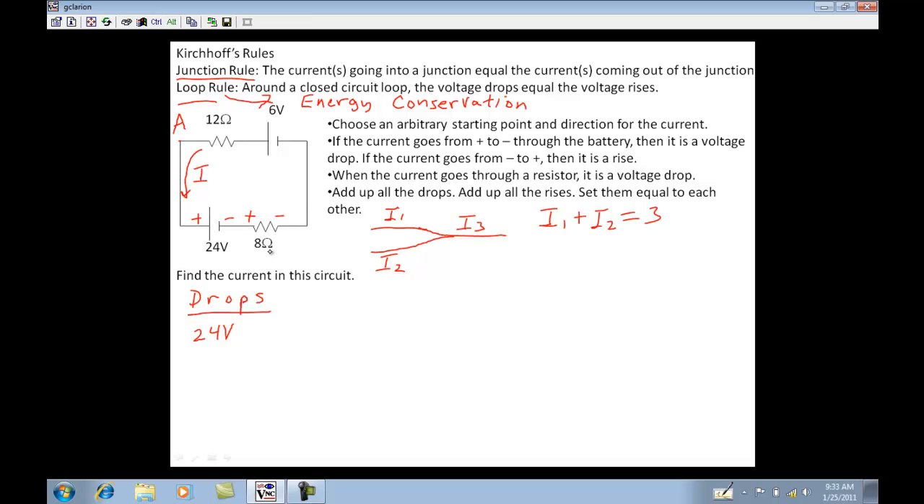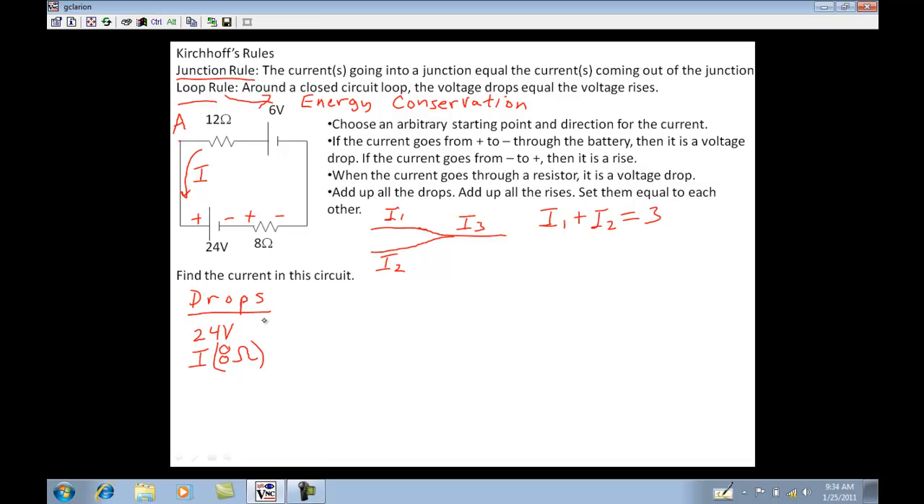Okay, so this 8 ohm resistor, is that going to be a voltage drop or voltage rise through that 8 ohm resistor? It's going to be a drop. It's always a drop for a resistor. So I'm going to call that, because I don't actually have the voltage, but I'm saying the current is I, the actual voltage drop will be I times 8 ohms. Okay, so that's the voltage drop through the 8 ohm resistor.